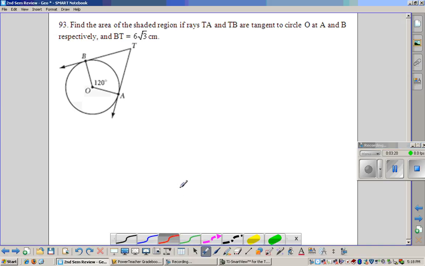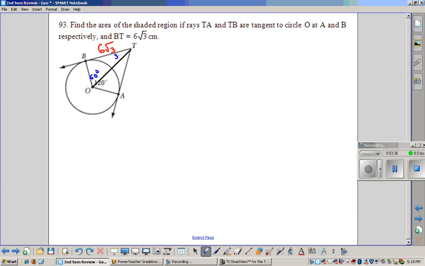Now, this is a challenging problem. I tell you BT is 6 root 3. We immediately cut this 120 degree angle. So that this is 60 degrees, and this is 30 degrees. We all know that the point of tangency and the tangent meet at 90 degrees. So this is a 30, 60, 90 triangle.